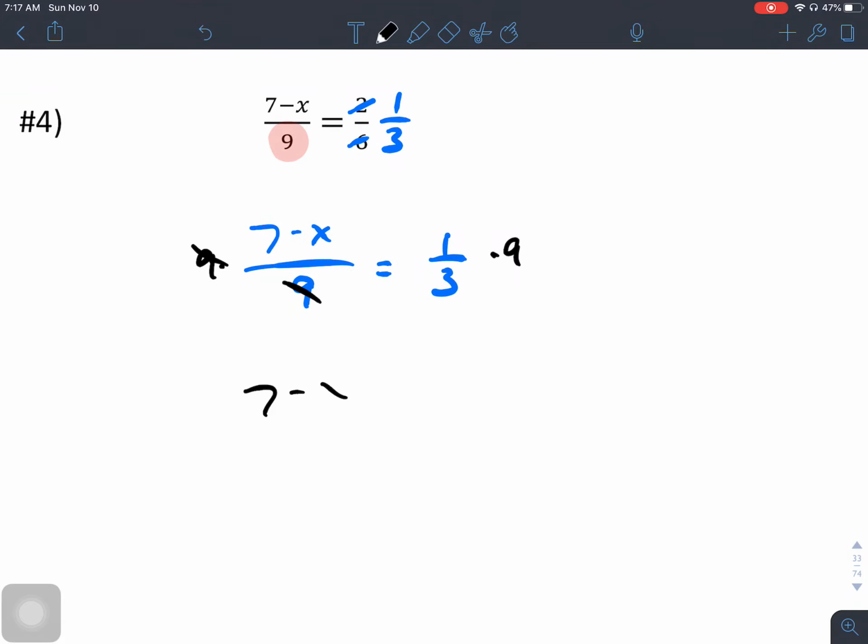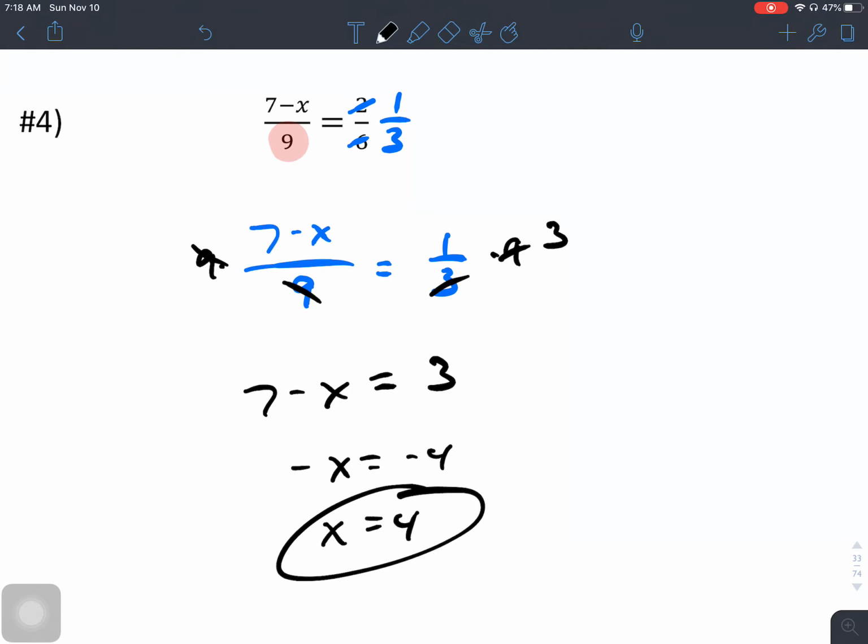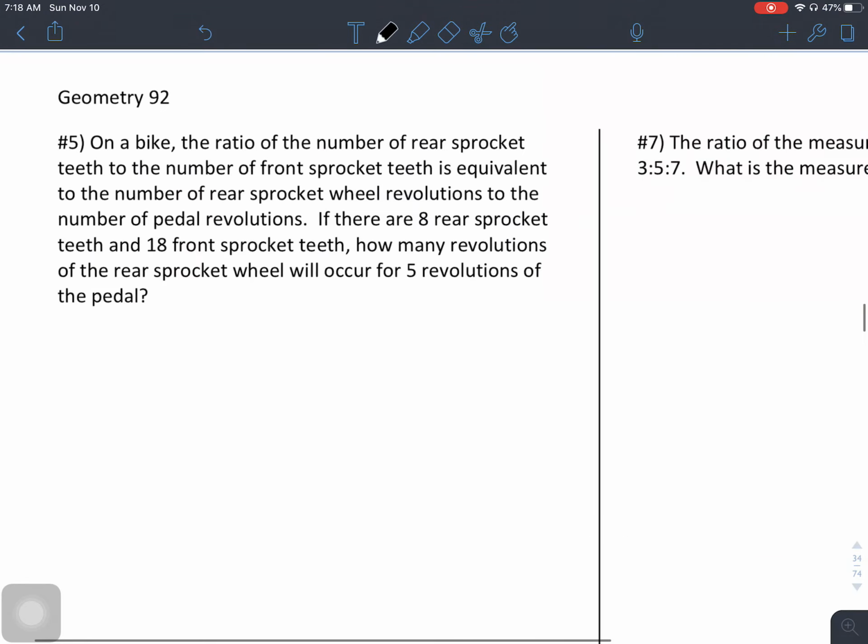On the left, we get 7 minus x. On the right, 3 goes into 9 3 times. We have eliminated that fraction as well. Pretty fancy. If we subtract 7 from both sides, then divide both sides by -1, we get x is 4. Yahtzee. Number 5.